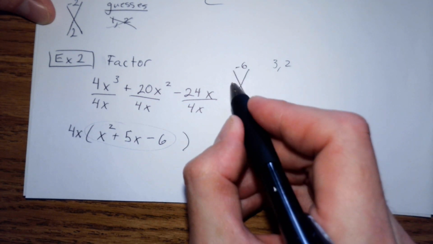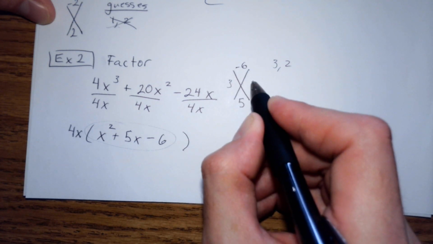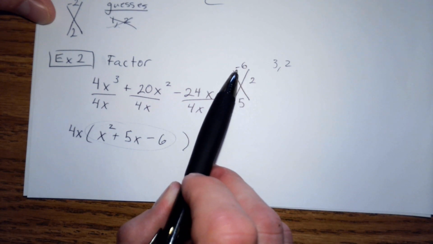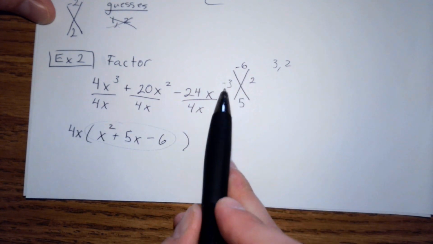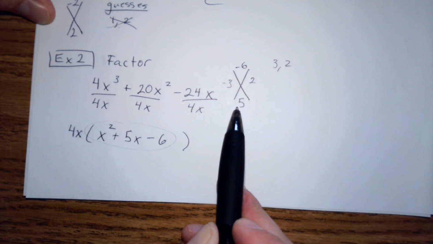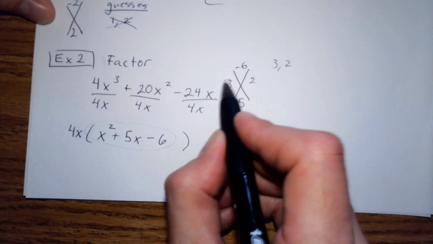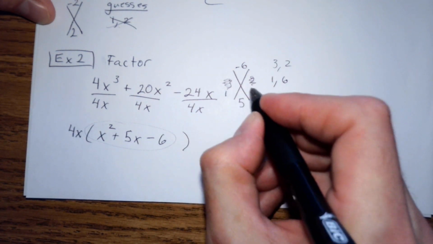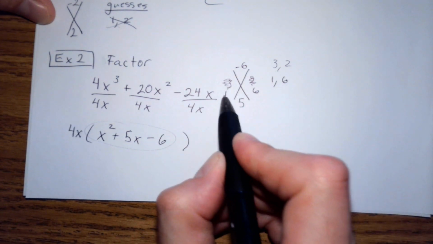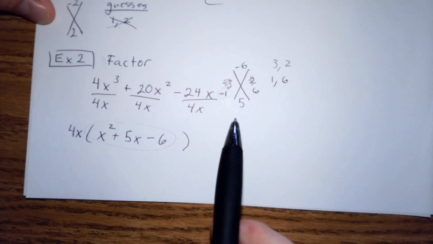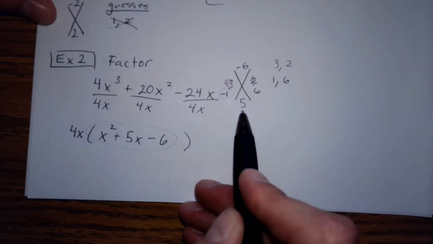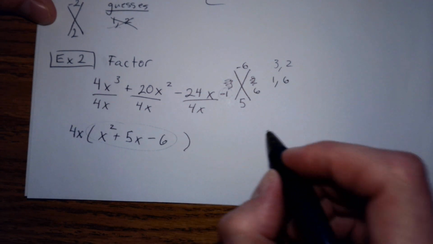So here's what I'm trying first, actually. If I did, you don't have to write this down, but if I did 3 and 2, I need one of them to be negative. But then as soon as I make the 3 negative, now they add up to negative 1. So actually 3 and 2 doesn't work. So I'm going to try 1 and 6. I need one of them to be negative. If I make the 1 negative, then yeah, it adds up to positive 5. So we would end up with x minus 1, x plus 6.